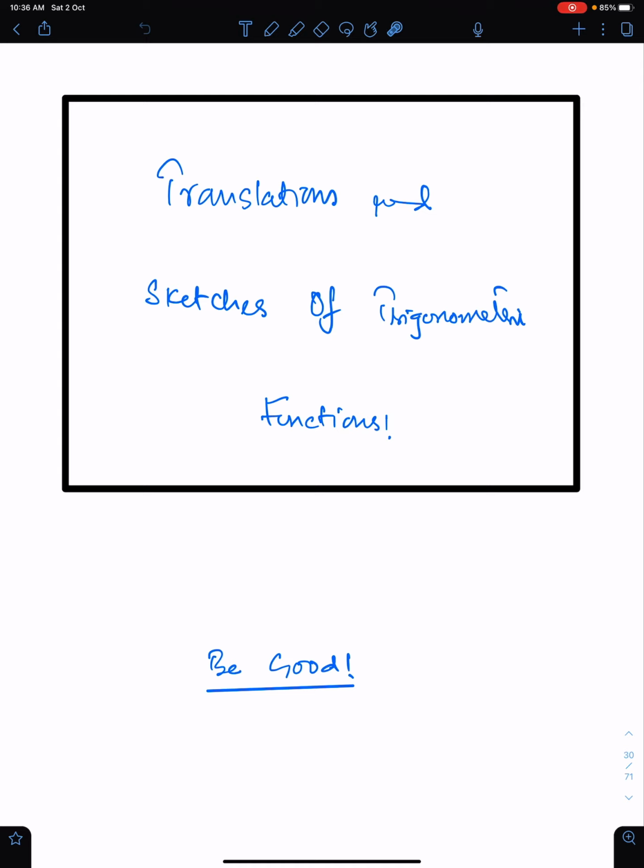Ameen. Alhamdulillahi rabbil alameen. The topic of this lecture is translations and sketches of trigonometric functions.